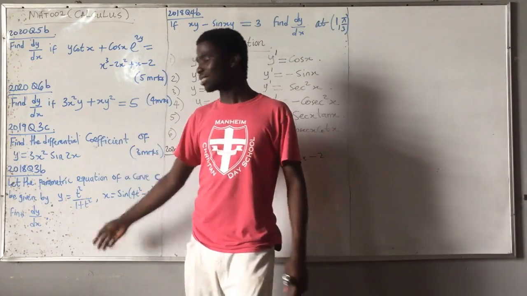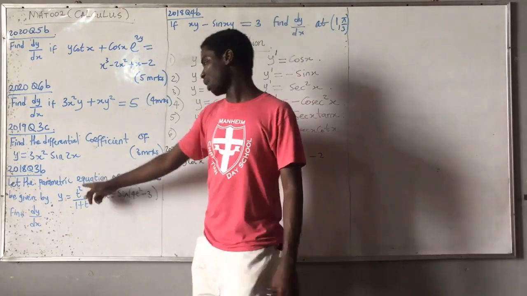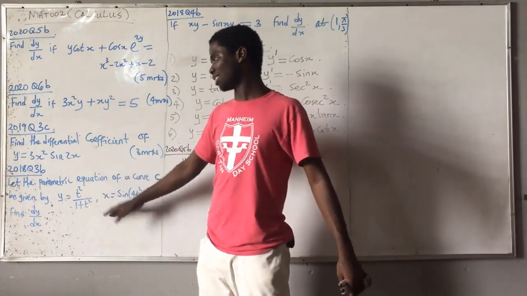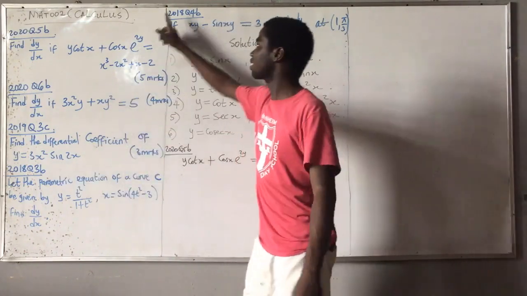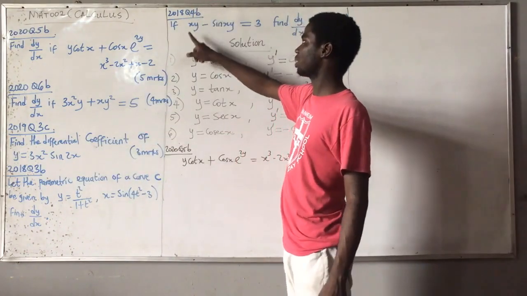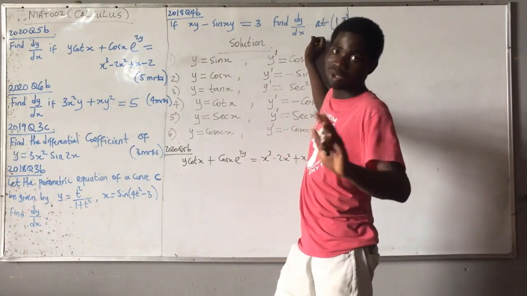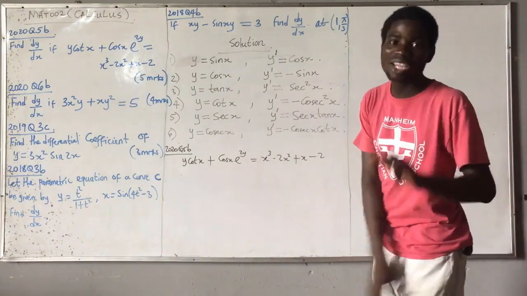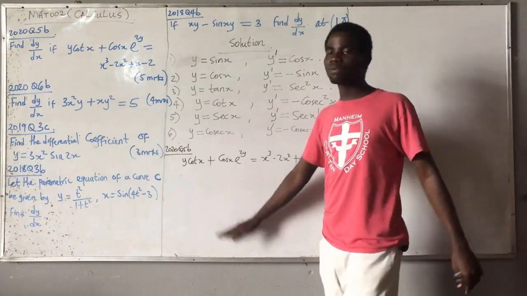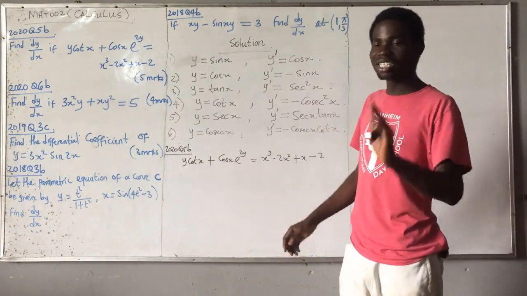Then lastly, this is a parametric equation. Let the parametric equation of the curve C be given as, this is 2018 question 4b. Find dy/dx at this point. Now, before I start, I just want to do a quick revision on trig derivatives.